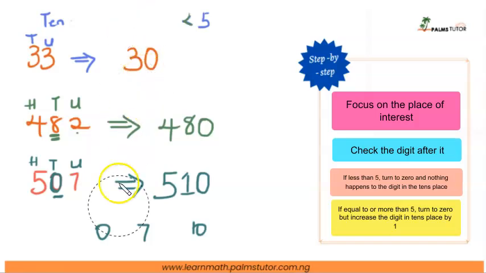So with this method, what you are doing is that you are looking at the place of interest and looking at the digits immediately after it. Whenever you are rounding numbers, note that the digit after the place that you are rounding is always 0, no matter how many digits there are, because we are keeping the number simpler but closer to its value.